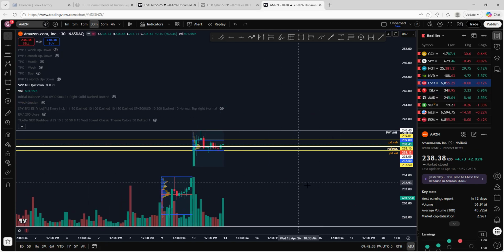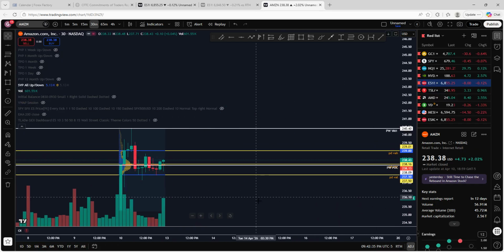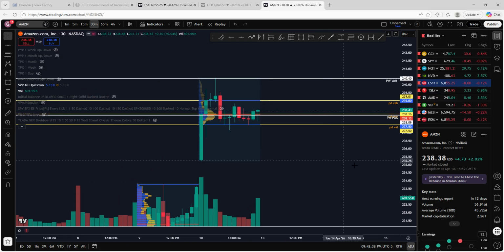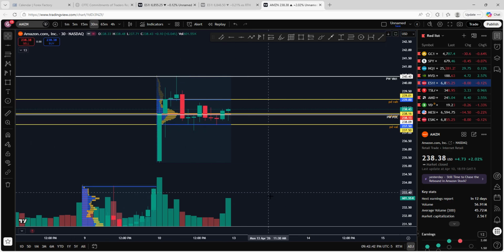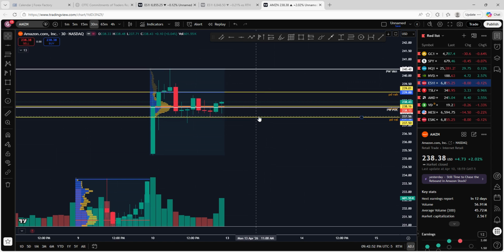Yeah, there's a considerable gap here to be filled. You've got your previous week POC sitting here. So just looking at this from an intraday time frame perspective, if Amazon, come Monday, can lose 236.73 and give you a pullback into this level here, this is where I would be looking to short the market at 237.75, with the stop loss potentially above here, above 238.45.